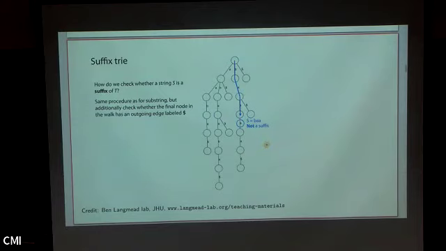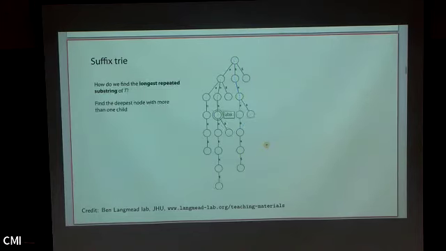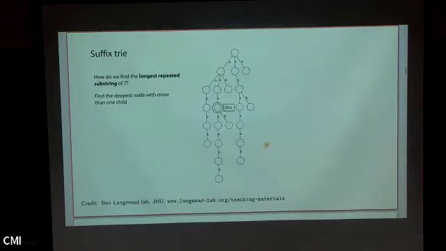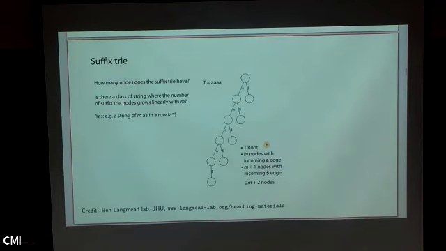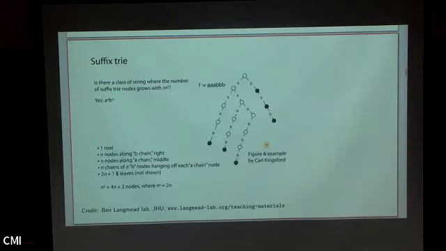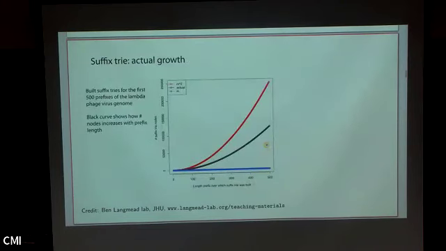You can also check whether the string is a suffix. The same thing, except you have to reach the endpoint. If you haven't reached the endpoint, then it's not a suffix. I hope that's kind of clear, but just looking at this, it looks like it makes a lot of space, right? So how much space would you need? I think that was an exercise for you. But you can crunch up a suffix trie quite a bit. This is the size of the suffix trie as a function of the length.